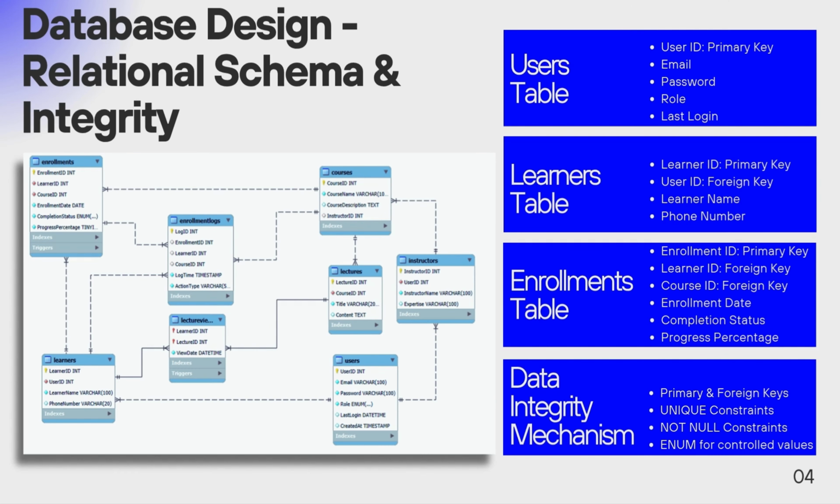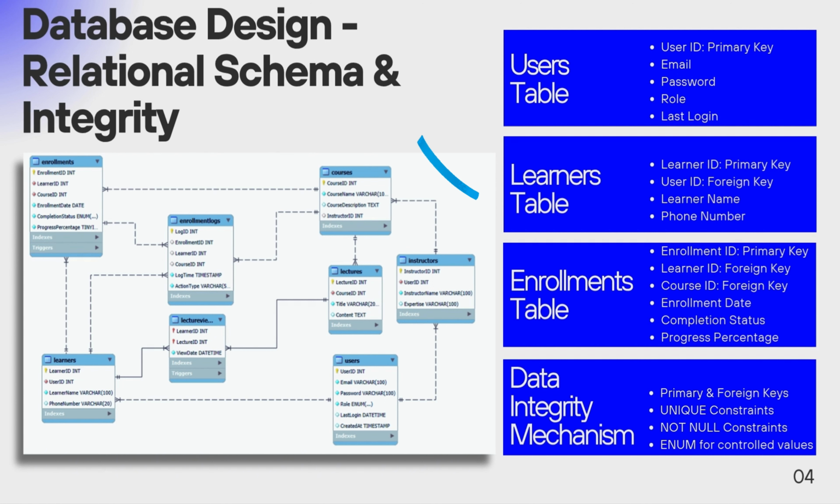In this slide, our entity relationship diagram translates into a well-defined relational schema. Here are highlights for key tables. The users table, for example, uses email as a unique non-null identifier for logins. The password column, as Joy mentioned, will store hash values processed by our Python application.